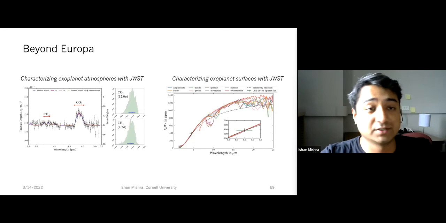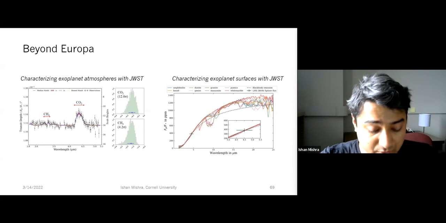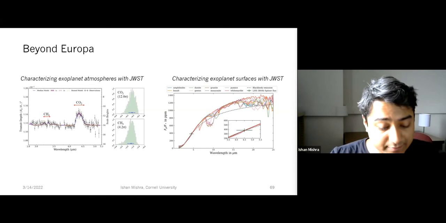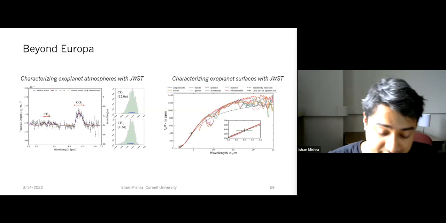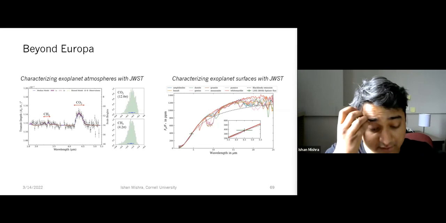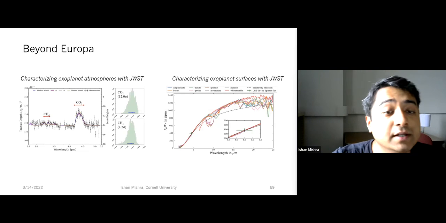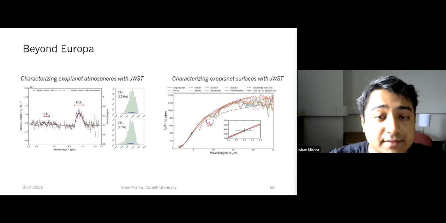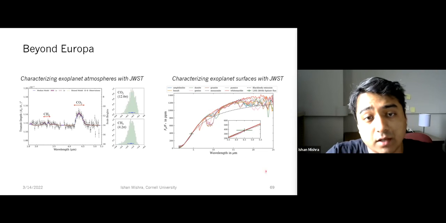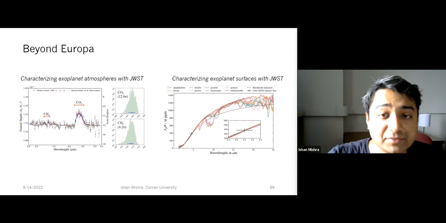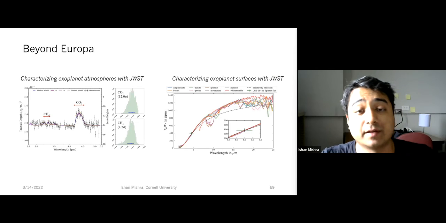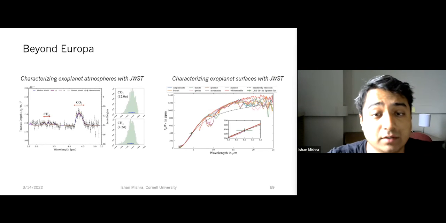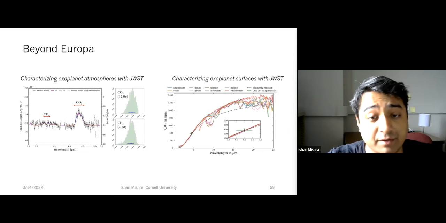And beyond Europa, I just want to quickly highlight that I have also done some exoplanet-related work, because one of my co-advisors is Nicole Lewis, an exoplanet atmospheres person, and so I have supported a lot of transmission data analysis. And currently, I'm working on a project about characterizing exoplanet surfaces with James Webb Space Telescope, where we are simulating mineral spectra with JWST's mid-infrared spectrometer.